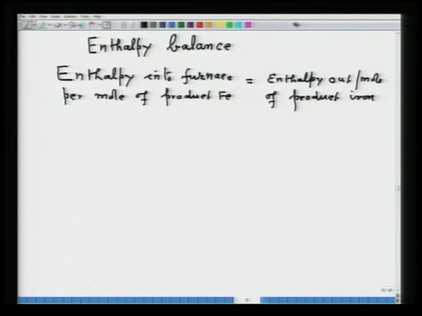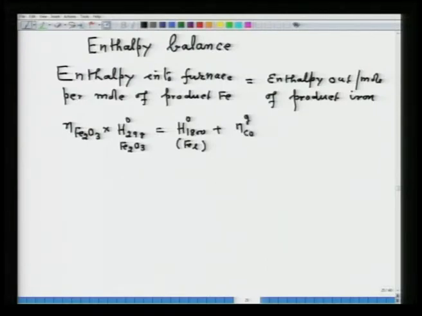Now, enthalpy into the furnace, for example, if you consider n moles of Fe2O3 into its heat of formation, that is H° at 298 for Fe2O3, that should be equal to H° at 1800 of liquid iron plus the gas, which consists of n moles of carbon monoxide into its enthalpy value H° at 298, plus n_gCO2 into H° at 298, where n_Fe2O3, n_gCO and n_gCO2 are per mole of product iron.